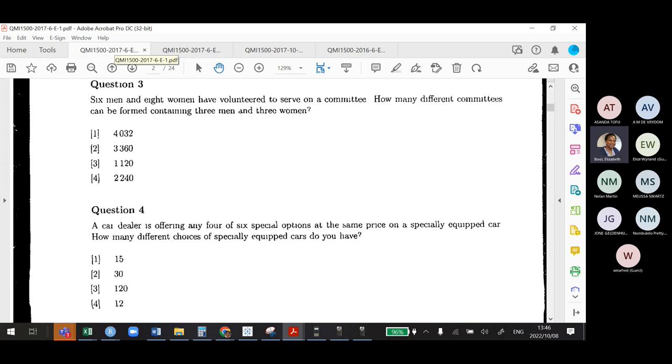6 men, 8 women have volunteered to serve on a committee. How many different committees can be formed with 3 men and 3 women? Is that a combination or a permutation? So we just need to read the question. Different committees can be formed with 3 men, 3 women. So, no preference, right?